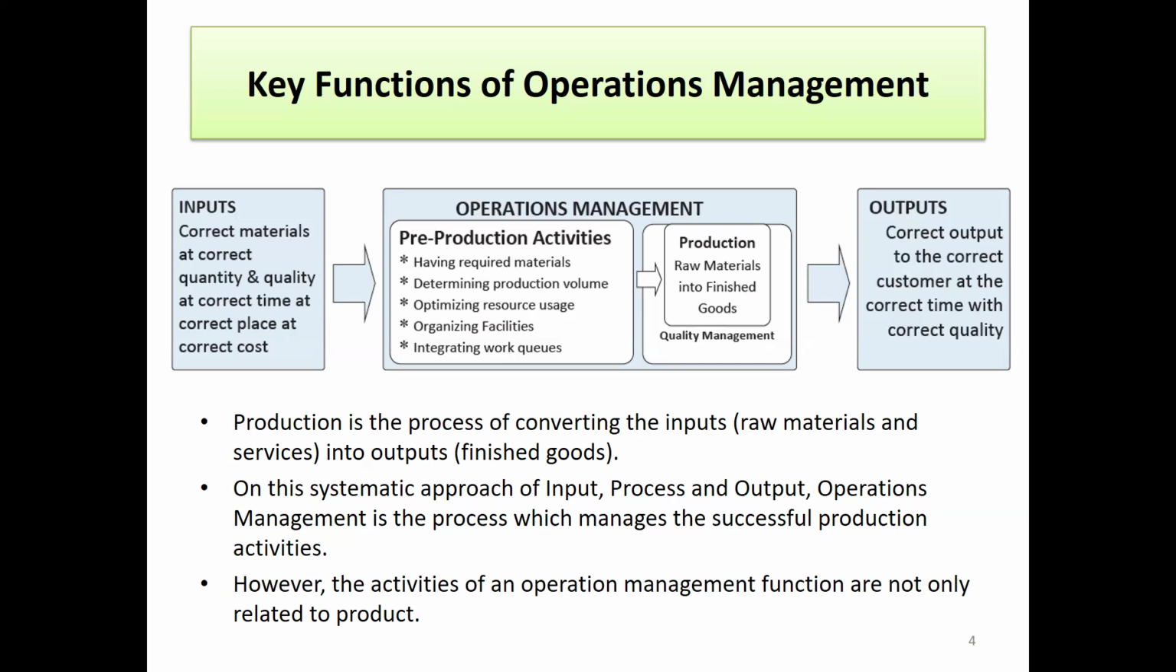Then come to the output box. Correct output to the correct customer at the correct time with correct quality. Always correct. I would say right output without any defect to the right customer in the right market at the right time when the customer required it, and also under right quality.